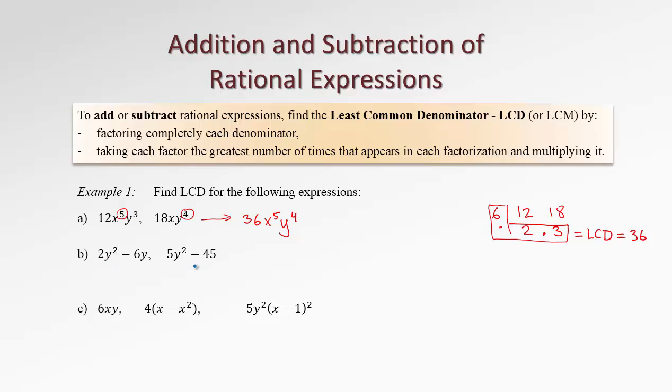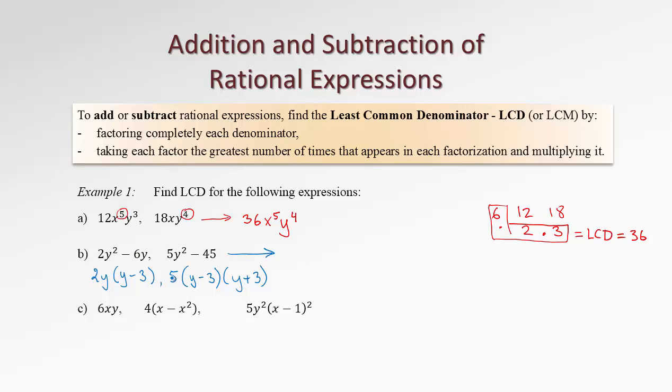In the second example, our expressions are not in factored form, so the first thing that we need to do is to factor them. Let's take common factor 2y out of the bracket, and the bracket will contain y minus 3. In the second expression, we can take 5 out of the bracket, but then we can predict that the bracket would contain y squared minus 9, which as a difference of squares can be factored into y minus 3 and y plus 3.